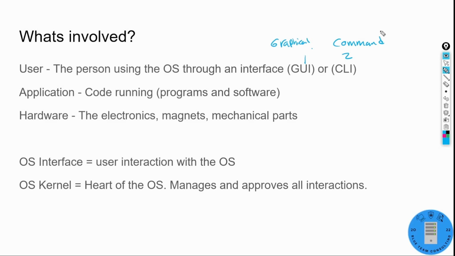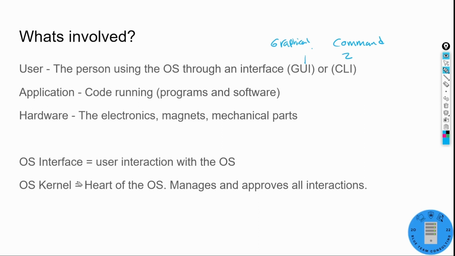We also have applications, so these are our codes that are running, our normal programs and software, like we've discussed, what we're trying to use the computer to conduct our applications for, what software we're trying to run, and the hardware to get the job done. We have the electronics, magnets, mechanical parts, everything that goes into making the computer function at a hardware level. Then we have the operating system interface. This is the user interaction with the operating system.